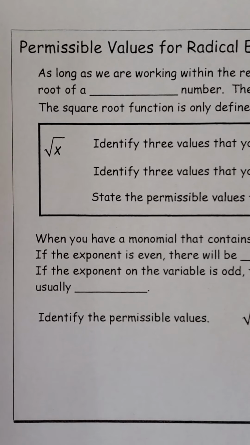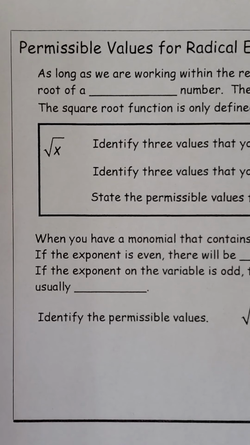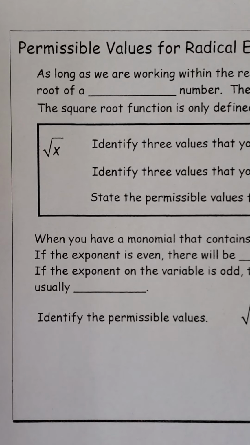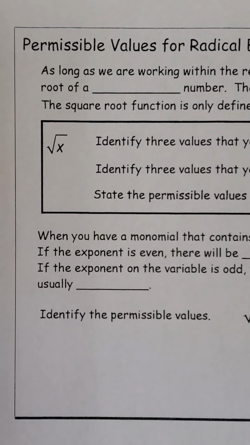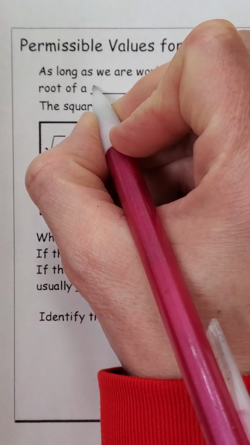Welcome to Permissible Values for Radical Expressions. So we're going to take a look at, instead of the non-permissible values as we did in the last unit, permissible values. When we're dealing with the real number system, so that's rational numbers as well as irrational numbers, we know that we cannot take the square root of a negative number.